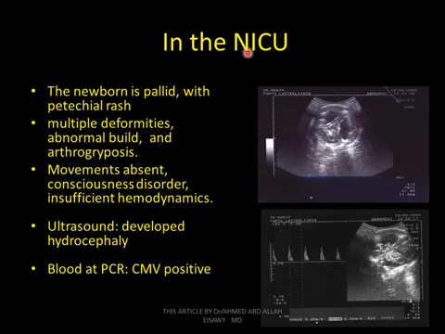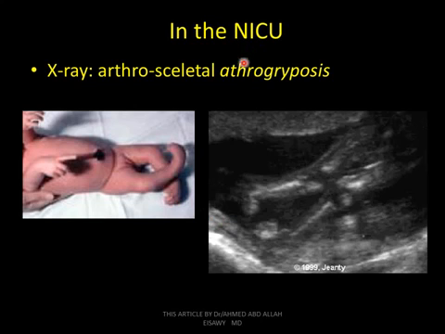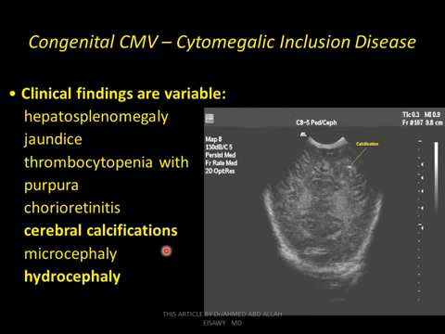In the ICU, the newborn was pallid with petechial rash, multiple deformities and arthrogryposis, absent movements, consciousness disorders, and insufficient hemodynamics. Ultrasound followed: hydrocephaly. Blood PCR, cytomegalovirus positive. In the ICU, X-ray shows arthrogryposis. This is a case of cytomegalovirus infection: congenital cytomegalovirus, cytomegalic inclusion disease.